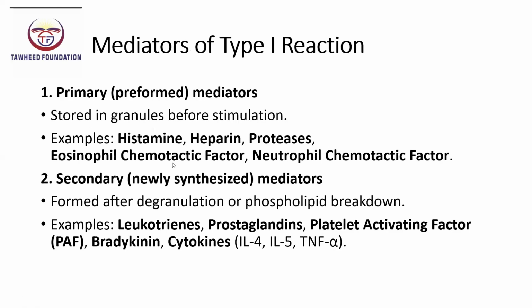Next is mediators of type 1 reaction. Mediators released during type 1 hypersensitivity can be categorized as primary and secondary. Primary mediators are preformed and stored in the granules of mast cells and basophils. This includes histamine, heparin, proteases, and chemotactic factors that attract neutrophils and eosinophils.